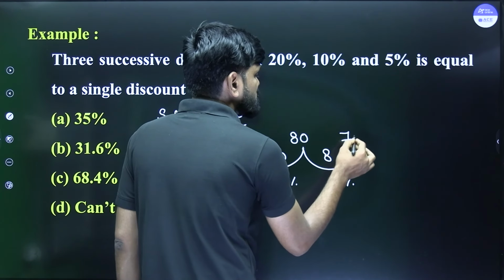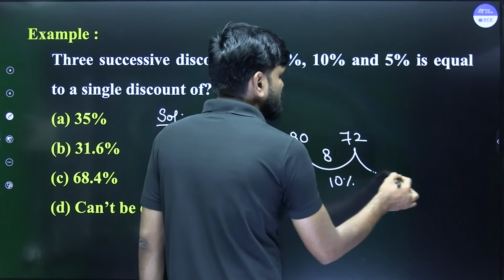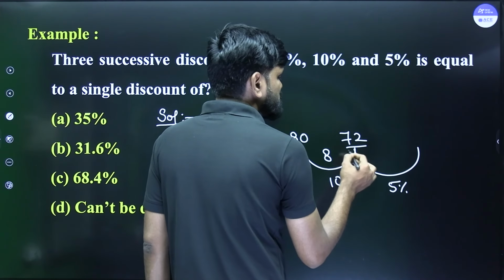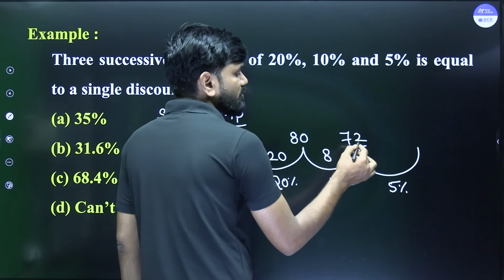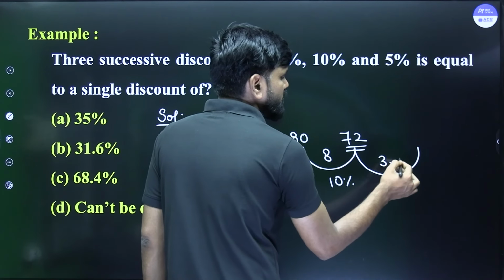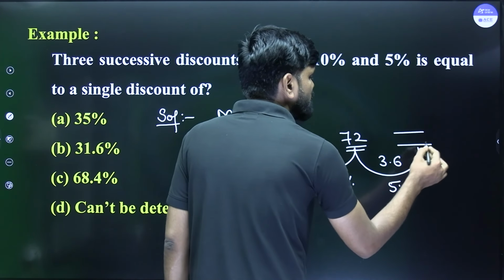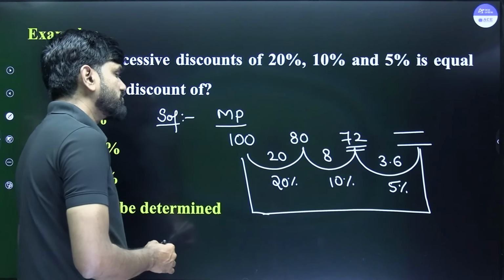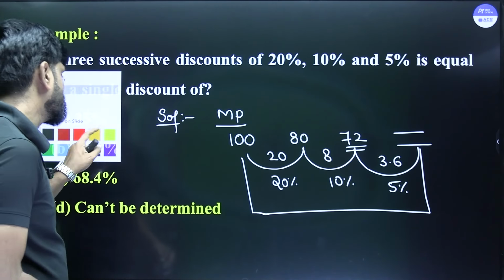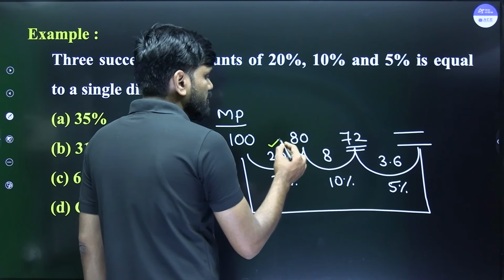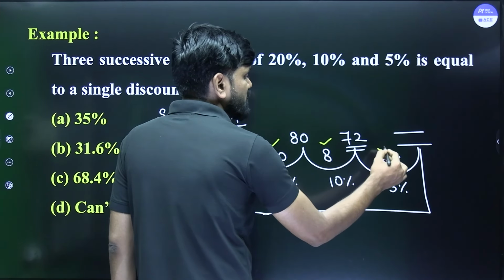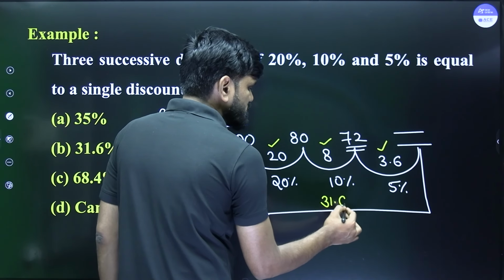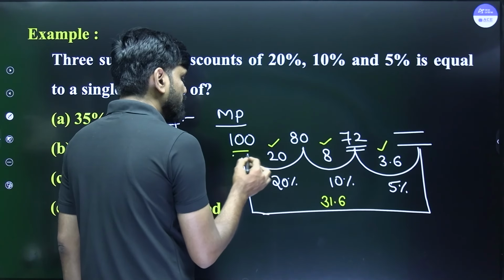You can sell it for 72. Another 5% discount. This is the final discount. 5% will be on this. 10% will be 7.2. 5% is 3.6. Do not find that value. You can simply go for adding these 3 values. Add the values, not percentages. 20 plus 8 rupees plus 3.6 rupees. Totally you can give a discount of 31.6 rupees for every 100.